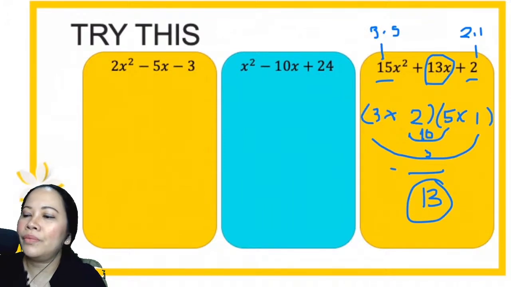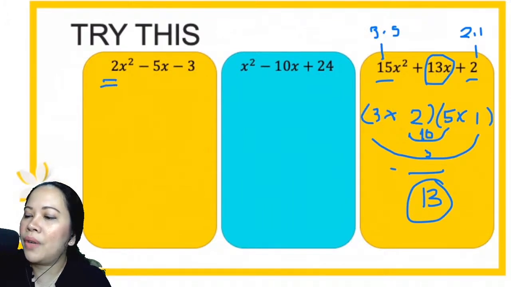Okay? Same thing with this. Just find 2 times 1, 2 times 1, and then ito, negative 3 and 1, diba?